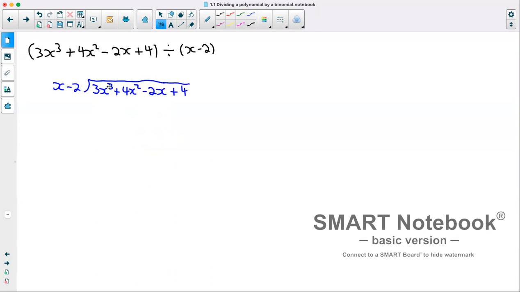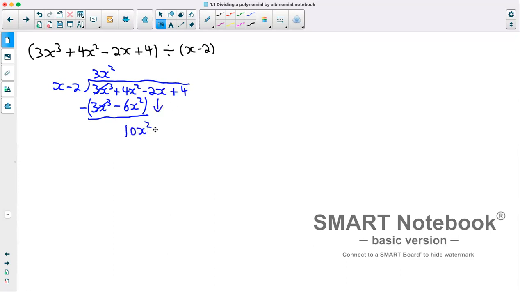Now x goes into 3x cubed, 3x squared times. So 3x squared times x is 3x cubed. 3x squared times -2 is -6x squared. We're subtracting this line. So 3x cubed and 3x cubed cancel out. Then we have 4x squared minus -6x squared. So that's going to give us 10x squared.